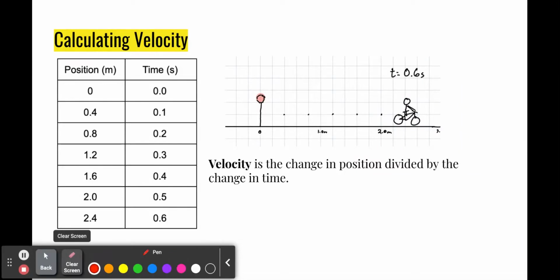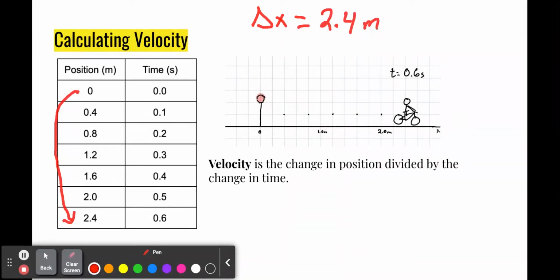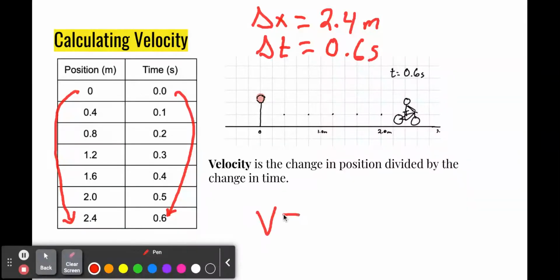So let's take a look at this example here. If you look at this data set, the position has changed by 2.4 meters, positive direction. And the time has changed by 0.6 seconds. So the change in time is 0.6 seconds. And so if you want to calculate velocity, you have to do a little math problem. Velocity is the change in position divided by the change in time. So you want to divide these numbers here to find its velocity or find the speed.